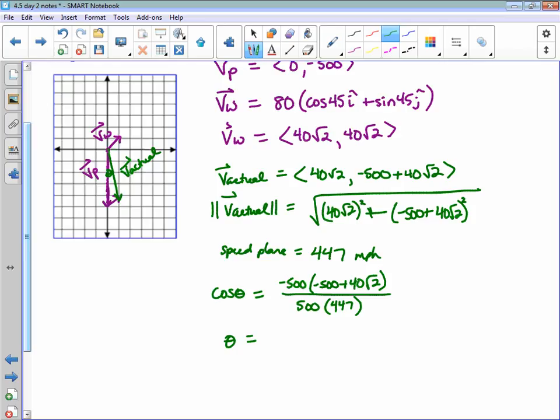Your face does not look happy right now. So the formula we just had on, I think it was the last slide: cosine theta equals u dot v over magnitude of u times magnitude of v. So I did the dot product between the plane and the actual. So 0 times 40 root 2 is 0 plus negative 500 times that. That's my numerator. And then the two magnitudes, the magnitude of the plane, that's 500, and the magnitude of where the plane actually is, 447. So those are my two denominators. Okay.